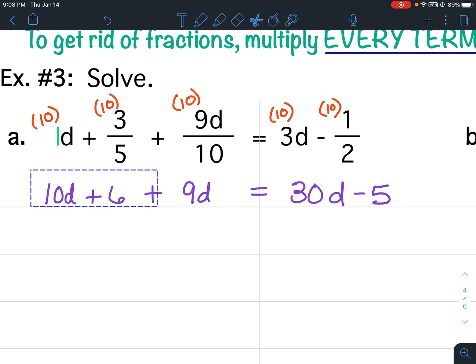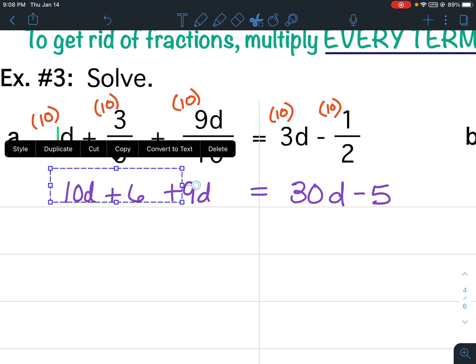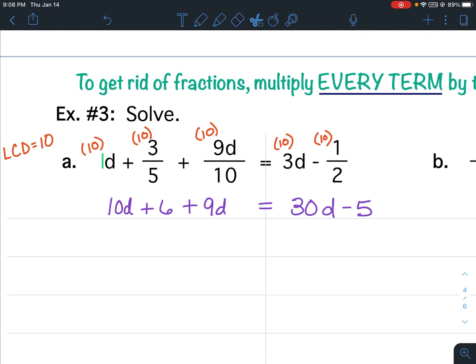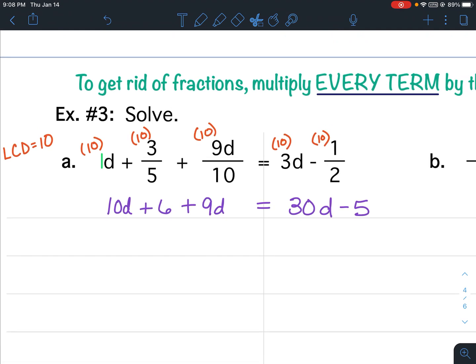All right, I'm just moving this over a little bit. There we go. So we have 10D plus 6 plus 9D equals 3D minus 5. So once you've gotten rid of the fractions, that's like doing the distributive property. I distributed 10 times each of the terms.